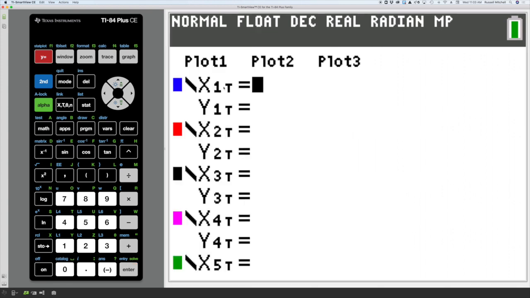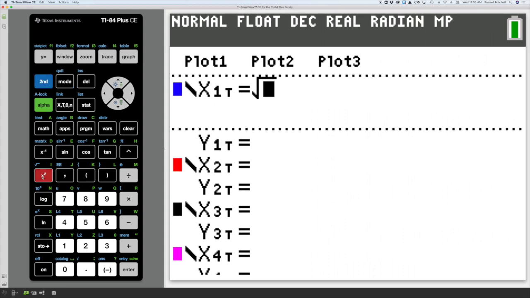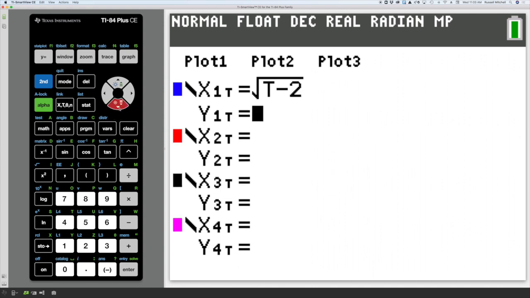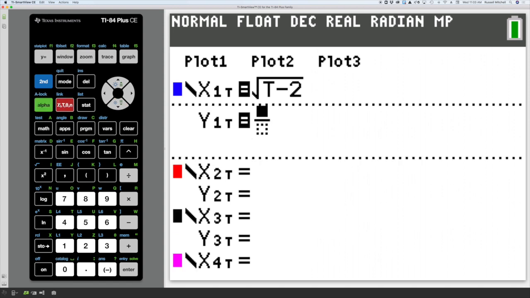We get an x sub 1 and a y sub 1. So for us, x sub 1 in terms of t was the square root, so we press square root, and we press the x button, but it won't give us an x, it's going to give us a t. So t minus 2, because that's our x coordinate in terms of time. And our y coordinate was a fraction: t plus 5, divided by 4.